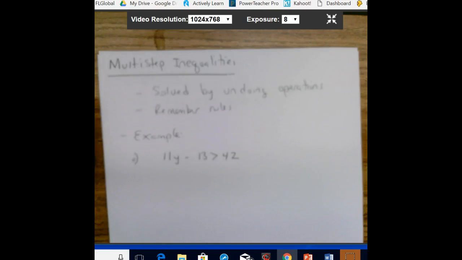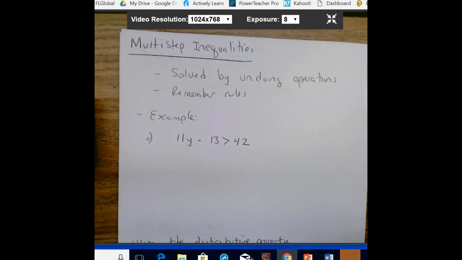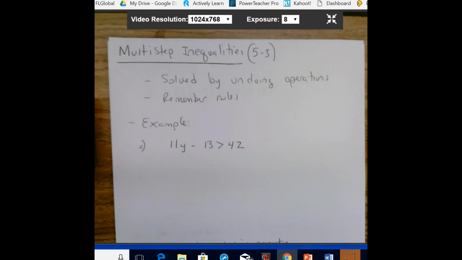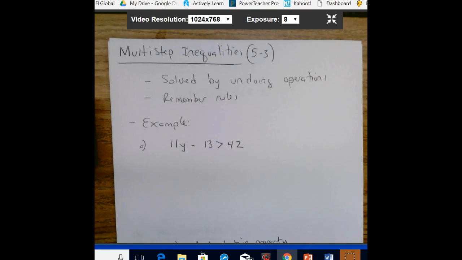So we're going to talk today about multi-step ones. This is lesson 5.3 in Algebra 1. And the thing to remember when you're doing these multi-step inequalities, so far we've been doing some with addition, subtraction, division, and so on. Now we're going to take all those steps and put several together to solve an inequality. And so remember that you usually do those by undoing the operation. So if you have, like here, 11 times y, you would then divide to undo that multiplication. And if you have subtraction, you might undo that by adding instead. So, very good. So that's how.